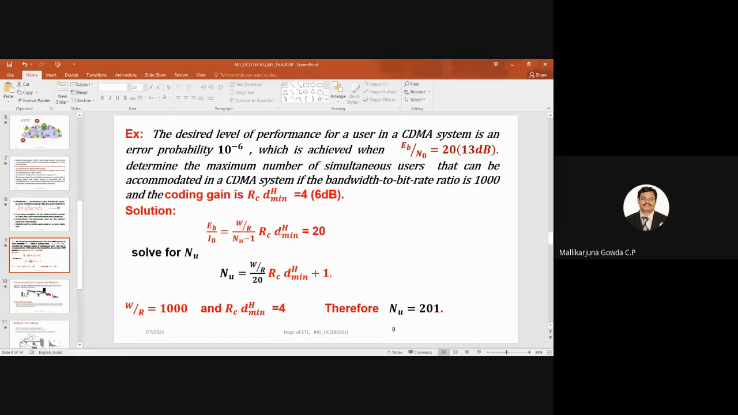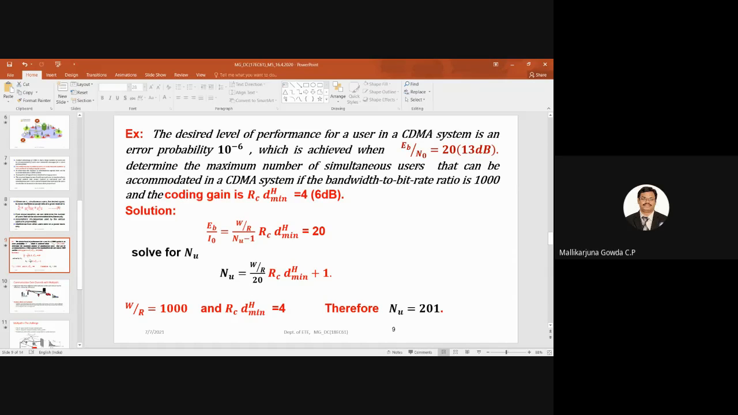This minus 1 means we can take this NU minus 1 to this side and EB by N naught to the denominator side. I hope you do that cross multiplication. Then you can say what is NU. It's a simple one, right? So we know this W by R is 1000, right? And EB by N naught is 20.